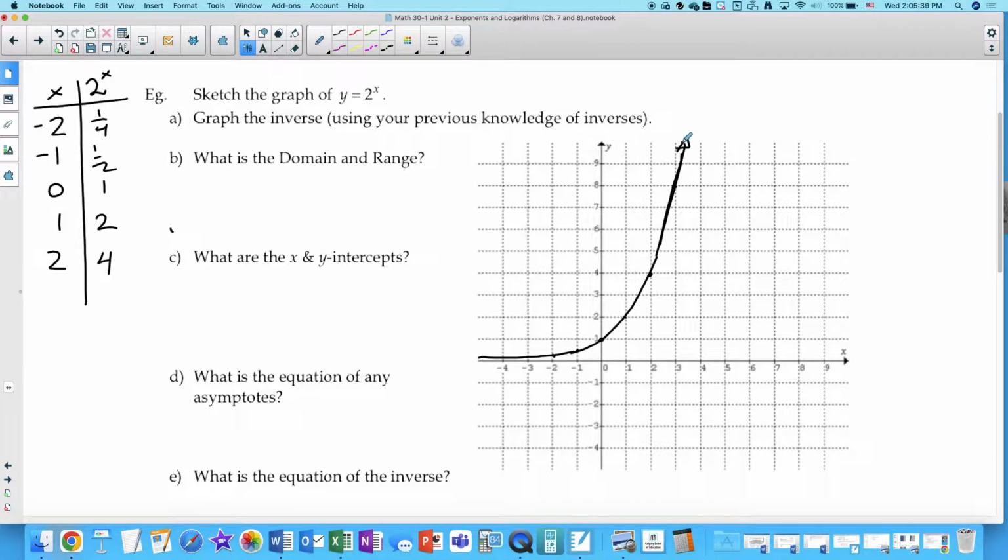Okay? So what's the domain and range of this particular function? What would the domain be? Yep. And the range? Y is greater than 0 because we have that horizontal asymptote. So no y value will be at the x-axis or below. Okay? X and y intercepts.